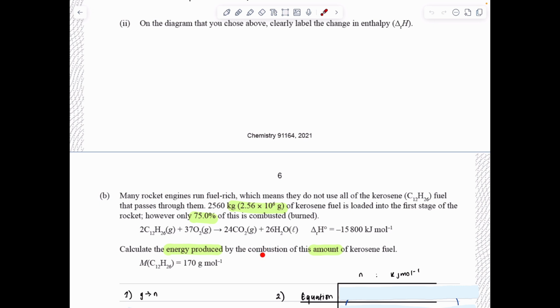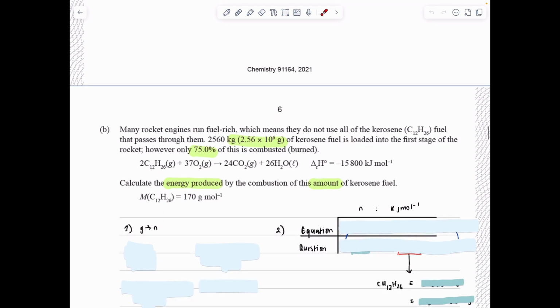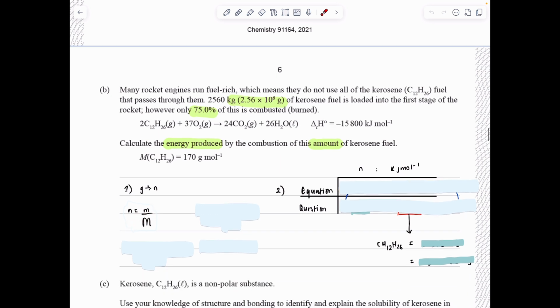So the first thing that we have to do is convert the grams used into moles, okay? That's always the thing to do whenever we get something in grams. First instinct, convert it to moles. How do we do that? We use this formula over here, okay? Little m is the mass, big M is the molar mass, which is provided here for kerosene.